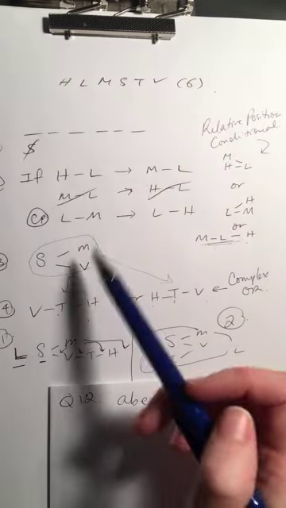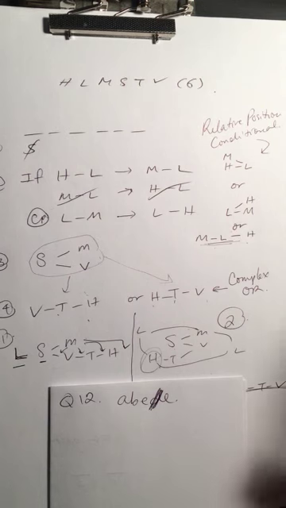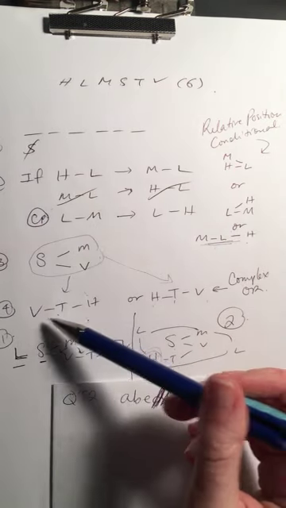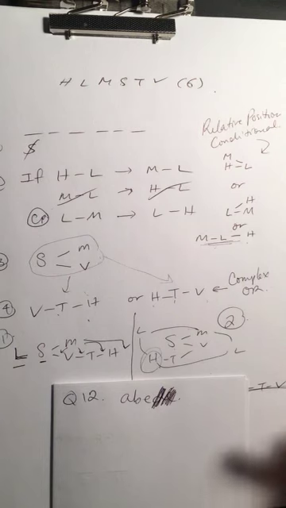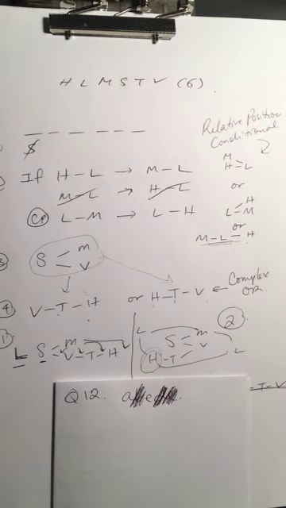I'm skipping down to this rule because it's less complicated. So S before M and V. Okay, so E is out. T has to be between V and H. So B is out. Okay, and then we got it down to A and C.